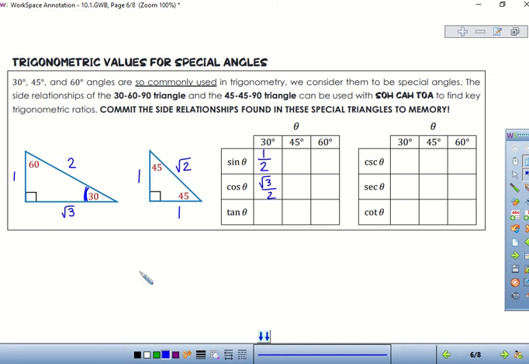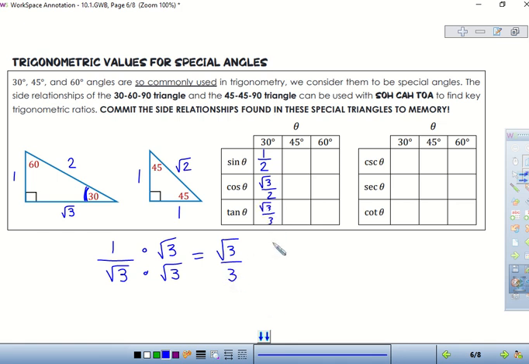So the next one is going to be tangent. Tangent is what over what? Good. And what's the problem with tangent? There's a radical in the denominator, so we need to rationalize it by multiplying the top and bottom by radical 3, which actually comes out to be radical 3 over 3. So that's where we end up.